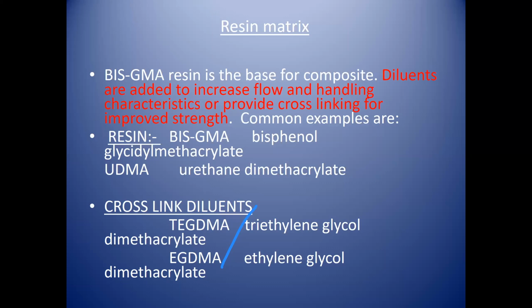Now we'll talk about the components of the resin matrix. BIS-GMA resin is the base for composite. Diluents are added to increase flow and handling characteristics or to provide cross-linking for improved strength. Common examples of resin material are BIS-GMA, bisphenol glycidyl methacrylate, and UDMA, urethane dimethacrylate. Cross-linking agents and diluents used are TEGDMA and EGDMA.